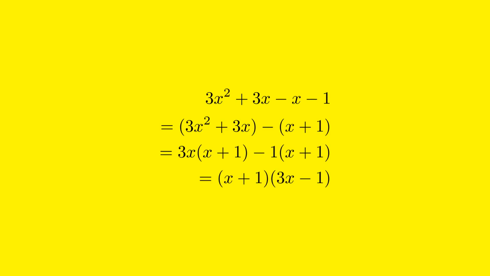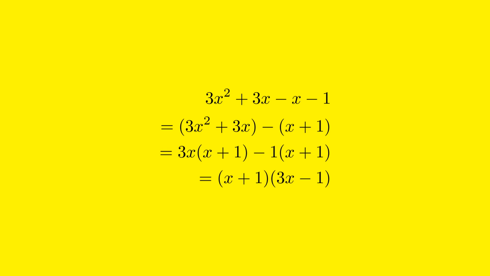Next, we proceed to step 2. The goal here is to factor by grouping. The current form of our altered equation is 3x squared plus 3x minus 1x minus 1. In this step, we group the terms in pairs to facilitate factoring. The first pair of terms is 3x squared plus 3x. And the second pair is minus 1x minus 1.